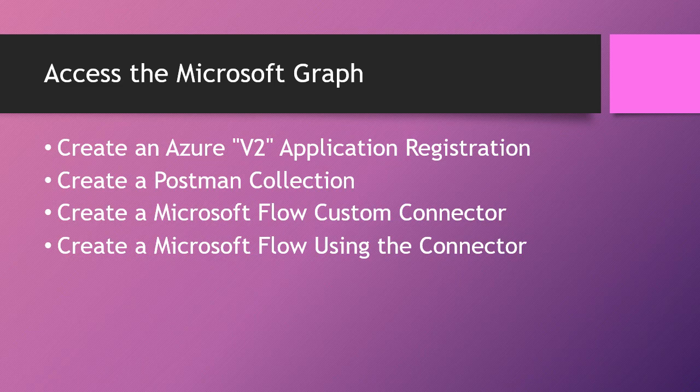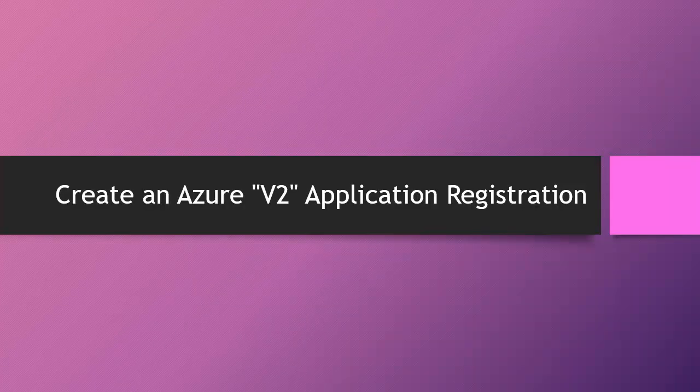The Postman collection approach is a great way to go. And then finally, we'll create the custom flow connector. But in order to actually use the flow connector, you have to create a flow. So we'll create a sample flow, and then we're going to return to our previous post workflow, and we're going to make it much more secure by using this technique. So the first step is to create an Azure V2 application registration.